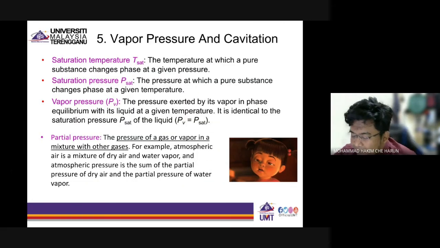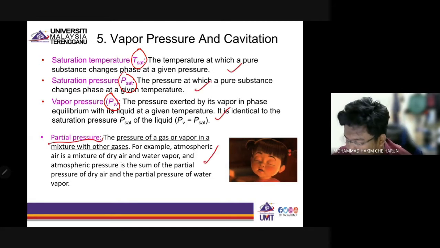Okay, the next one is vapor pressure and cavitation. I'll show you a little bit of what cavitation is later. However, for vapor pressure, we have T sat, which is the temperature at saturation. P sat is the pressure at saturation, and vapor pressure, and we also have partial pressure. You can read the information here. If you don't understand, you may ask me later.